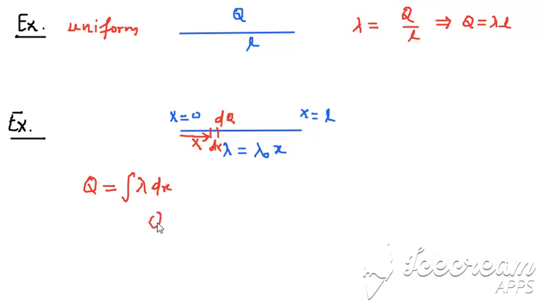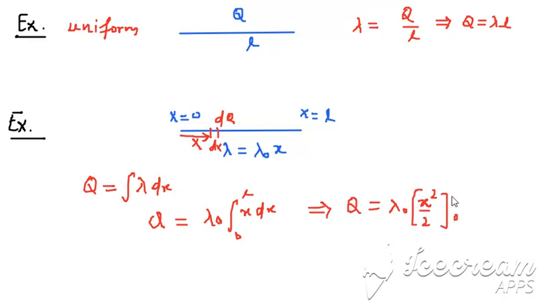So from here q will come out as lambda naught, which is constant and comes outside, times x dx. If we integrate it from the initial limit, which is 0, to the final limit, which is L, the total charge after integration is going to be q equals lambda naught times x squared by 2, with the limits from 0 to L. So total charge on this linear object is going to be lambda naught L squared by 2. So in case of non-uniform, we need to use this as a formula and we can get our answer.